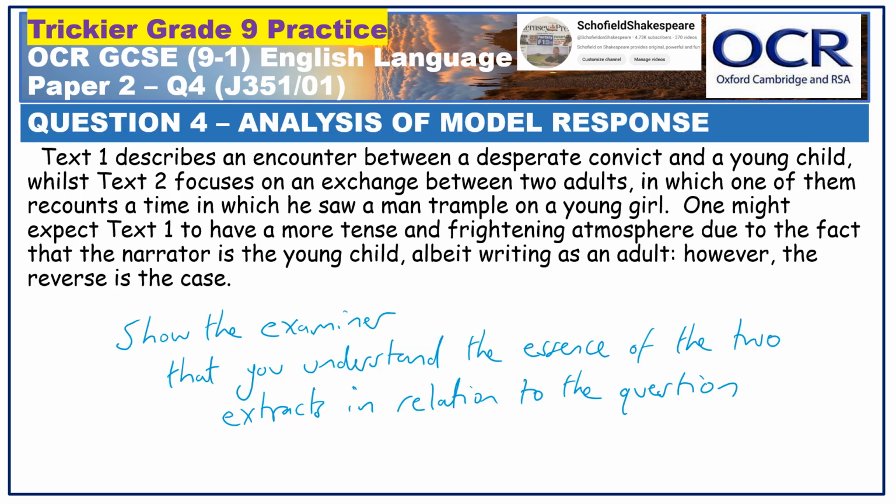How does this response achieve full marks? Well, note that in the summary, I immediately show that I've got what the two passages are about, and that I make an interesting point in relation to the statement. "One might expect text 1 to have a more tense and frightening atmosphere due to the fact that the narrator is the young child, albeit writing as an adult. However, the reverse is the case." So this is more interesting and engaging than the simple and obvious "both texts create a tense and frightening atmosphere."